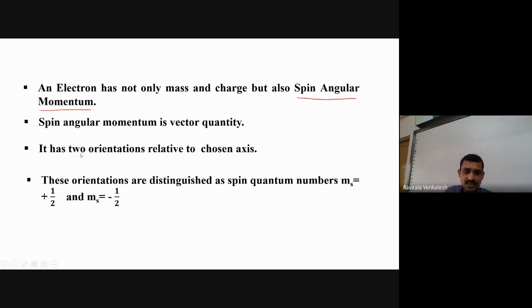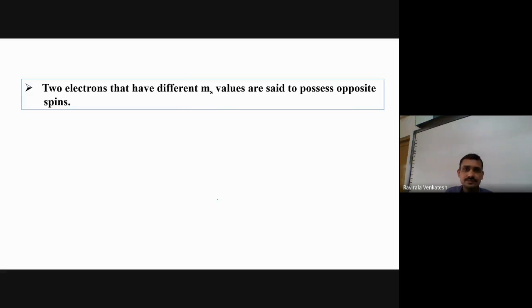Now those orientations we can write as plus half and minus half values. The spin quantum number ms will have only two values. One is plus half, the other is minus half. Plus half means clockwise direction. Minus half means anti-clockwise direction.